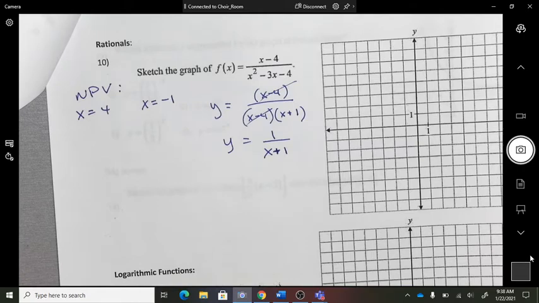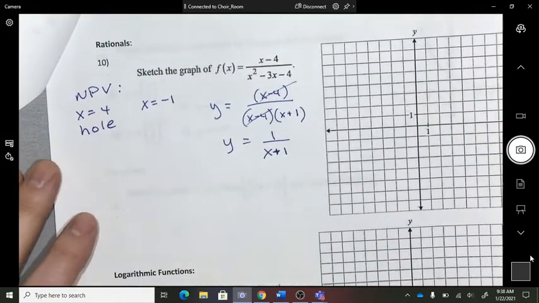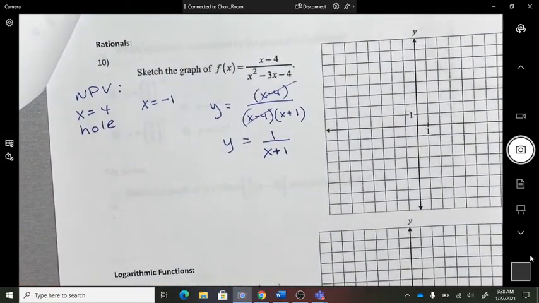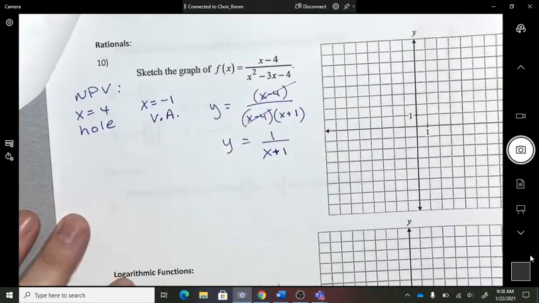Okay, what happened with the cancel? What does that create graphically? Do you remember that? It's a hole when it cancels. And if it doesn't cancel, it's going to be a vertical asymptote.